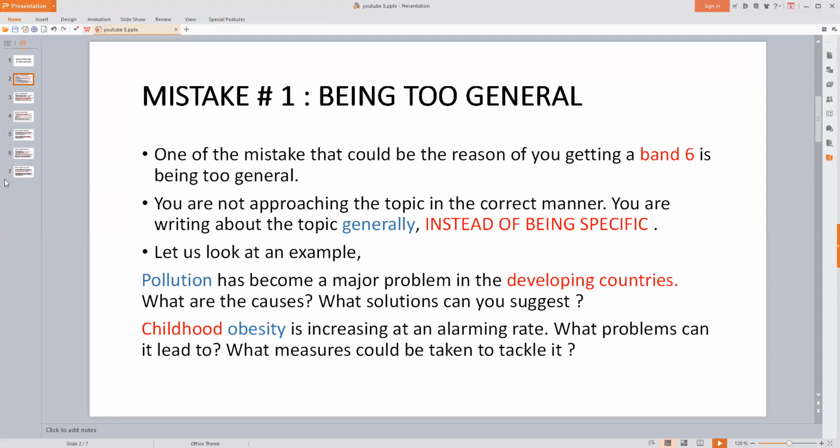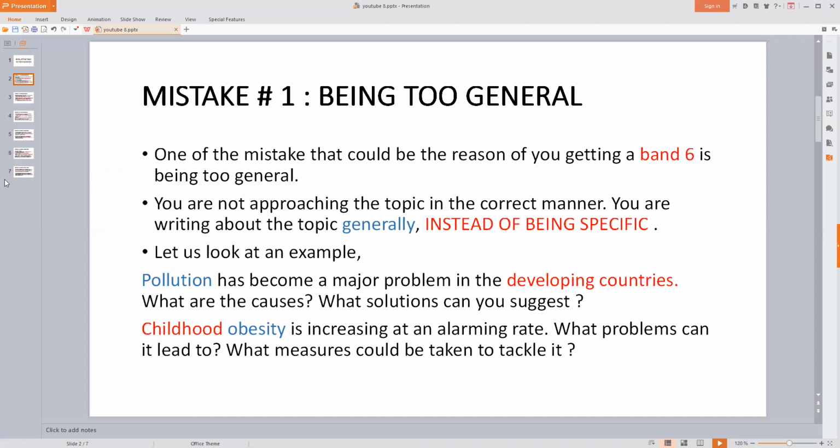Sorry, guys, that's wrong. And that's the mistake, that you're not getting above a band 6, or you're not getting the 7 that you really need. Because you're not focusing on the specific question being asked. The question is not about obesity. The question is about childhood obesity. They are interested in under 18s, children. And you have to talk about obesity in children.